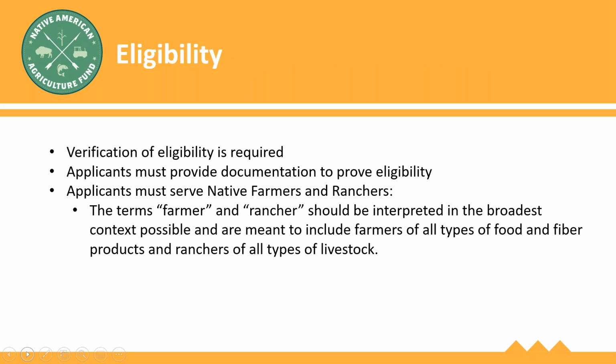Again, eligibility. You will need verification of eligibility. That's required, and it can be in different forms depending on what type of entity or organization you are. Applicants must provide documentation to prove that they are eligible. Applicants must serve Native farmers and ranchers. And the term farmer and rancher should be interpreted in the broadest context possible and is meant to include farmers of all types of food and fiber product and ranchers of all types of livestock.